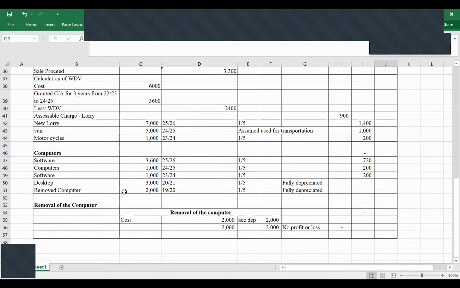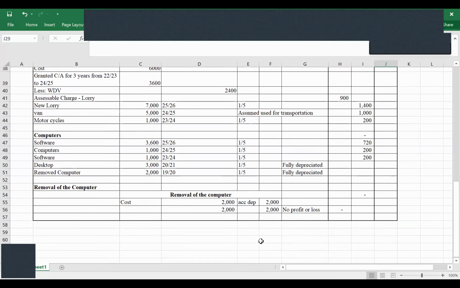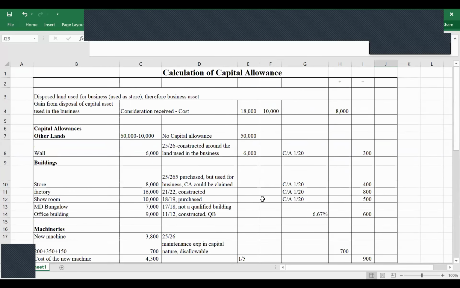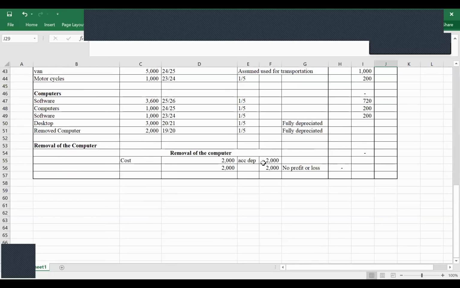So if it is a disposed one, we have to calculate the profit or loss. But when we are applying those amounts into this document, there is no profit or no loss, because the cost of the computer is 2 million. Accumulated depreciation, book depreciation given in the table is 2 million. 2 million worth of computer, already depreciated 2 million.